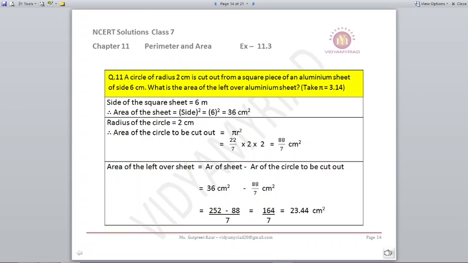Now radius of a circle is also given to us as 2 centimeters. So what is the area of the circle to be cut out? Pi r square. So 22 upon 7 into 2 into 2 gives us 88 upon 7 centimeters square. Now we have to find out the area of the leftover. So leftover means total area of the sheet minus the area of the circle. So area of the sheet was 36 minus area of the circle was 88 upon 7. Take the LCM, solve it, you will get 23.44 centimeters square.